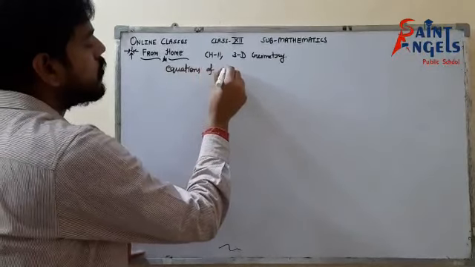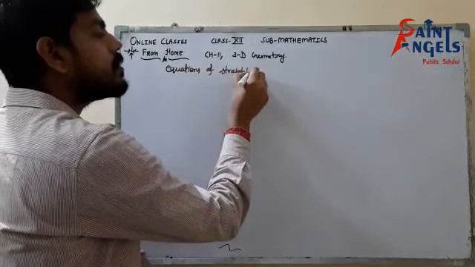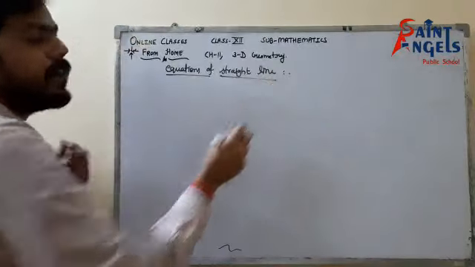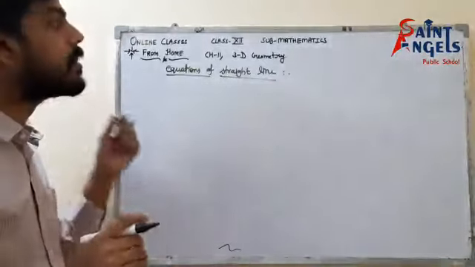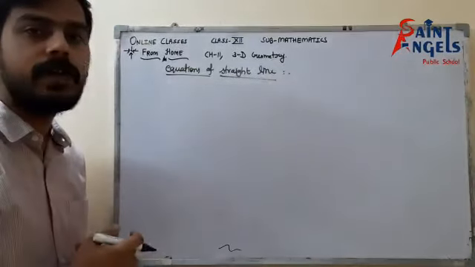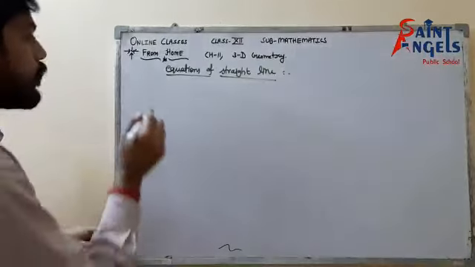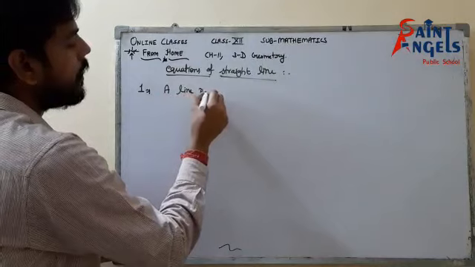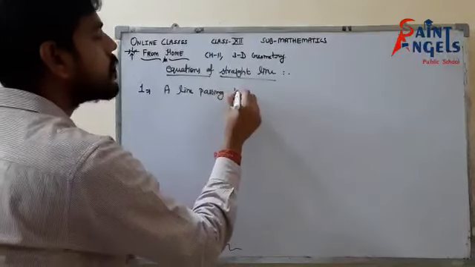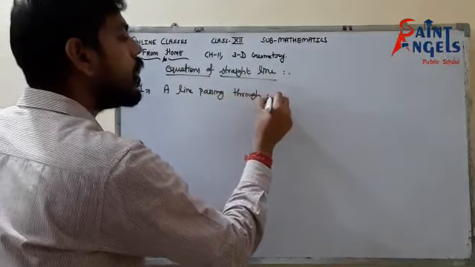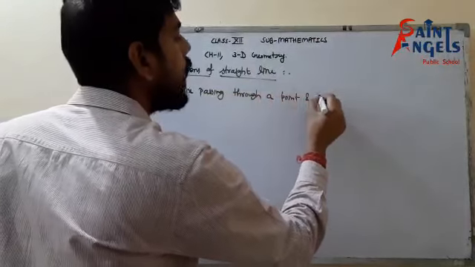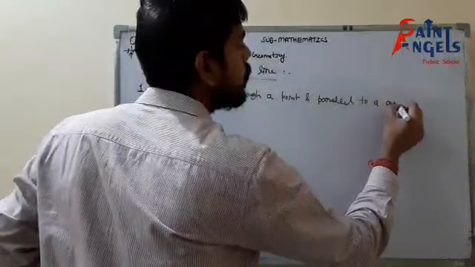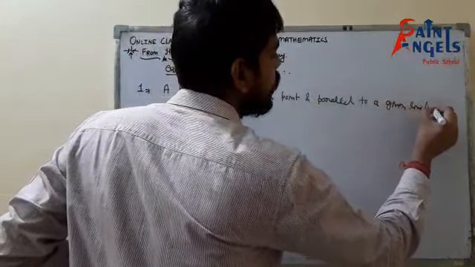Equations of a straight line. In class 11 geometry we studied the straight line in two dimensions, and there we discussed only the Cartesian equation, but in class 12 we will discuss the Cartesian equation as well as the vector equation. So the first form is a line passing through a point and parallel to a given line or vector.